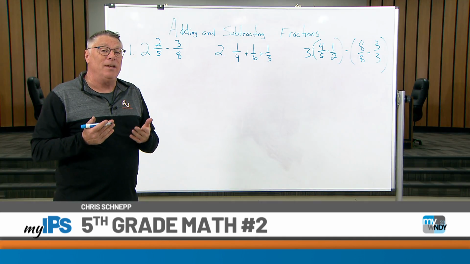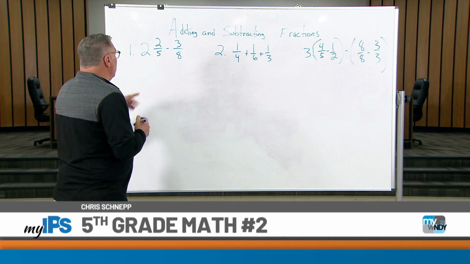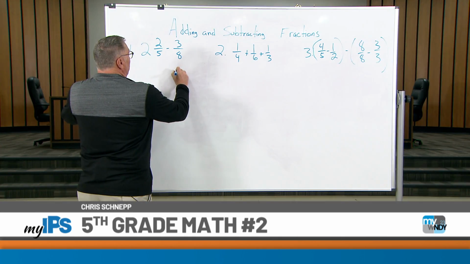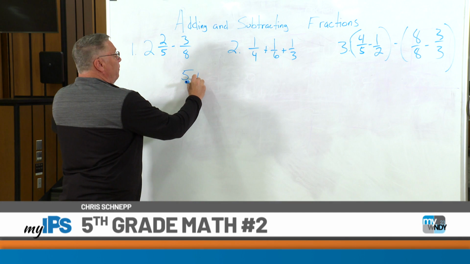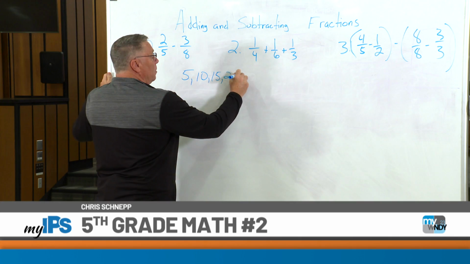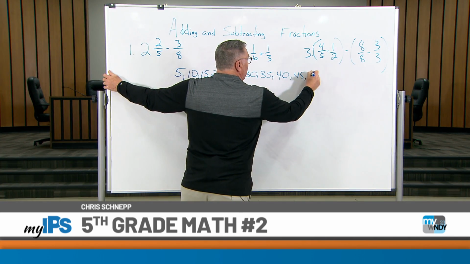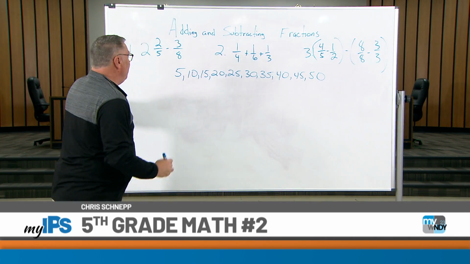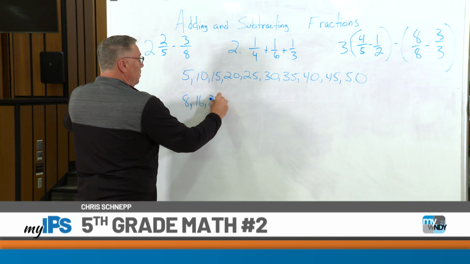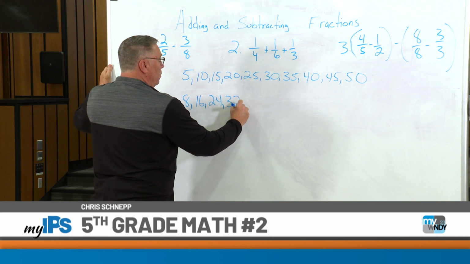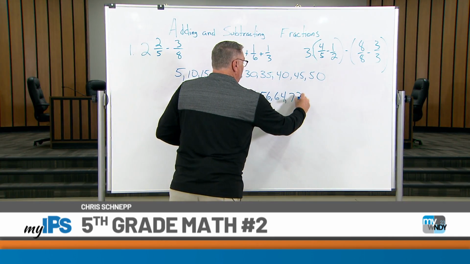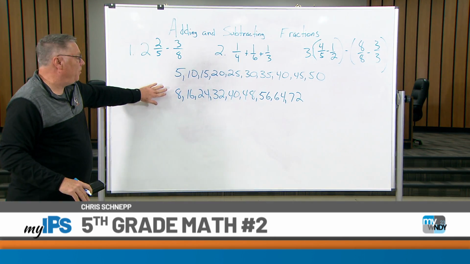Another way that we can do it is we can find the least common multiple. So let's take 5 and 8 for example. We're going to take 5 and write down all the multiples of 5. So there's some multiples of 5, and then we're going to come down here and write multiples of 8. So here's some multiples of 5 and here's multiples of 8.